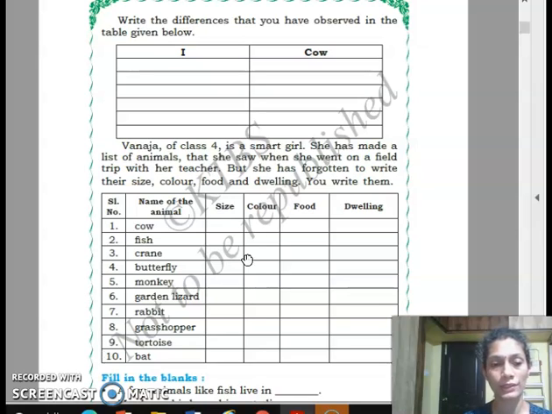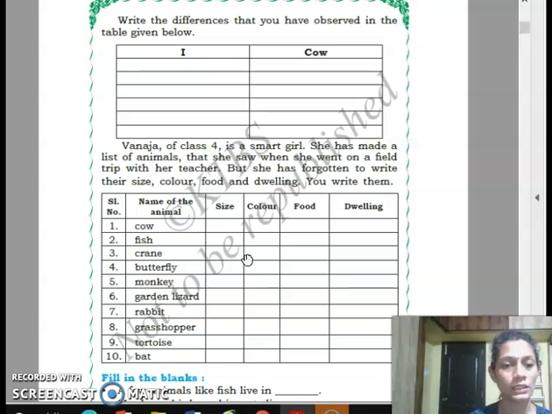Crane is a large bird. It is a bird. What is crane? Crane is a white bird that you see near the cows in the paddy field. You have seen, right? So those birds are called crane. And the crane, what do they eat? They eat small fishes and worms, isn't it? Where do they live? They live on trees, isn't it?